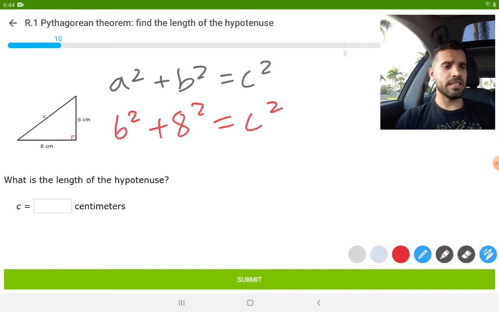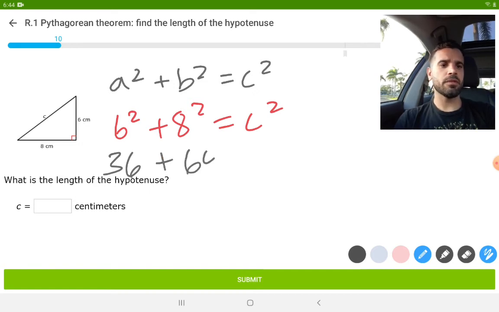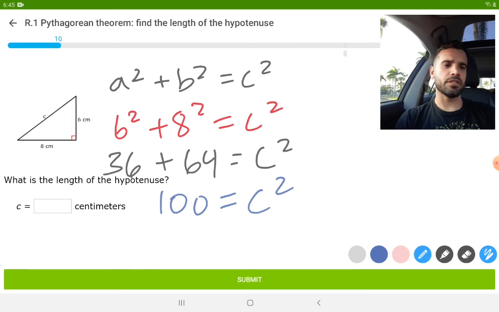Now, 6 squared is going to be equal to 6 times 6, which is 36. And 8 squared is 64. We add those two together, it's going to be equal to c squared. So 36 plus 64 is 100. 100 is equal to c squared.